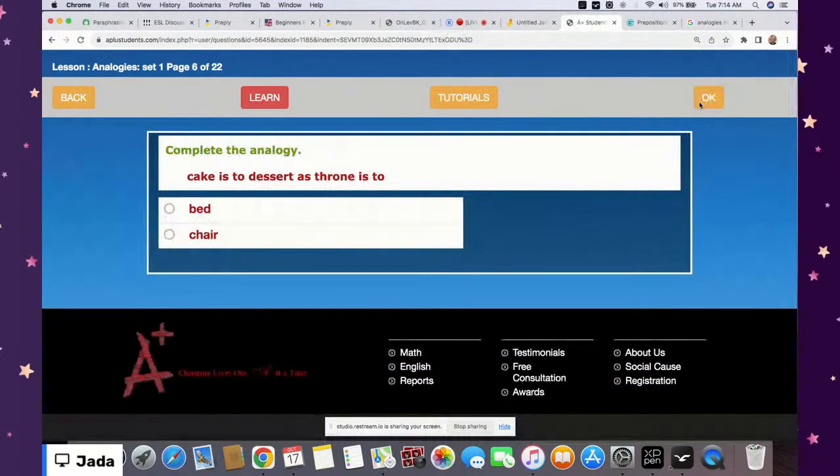Yes. Cake is to dessert as throne is to what? Bed or chair? Cabinets, yes. So cake is to dessert as throne is to what? Chair. Okay.